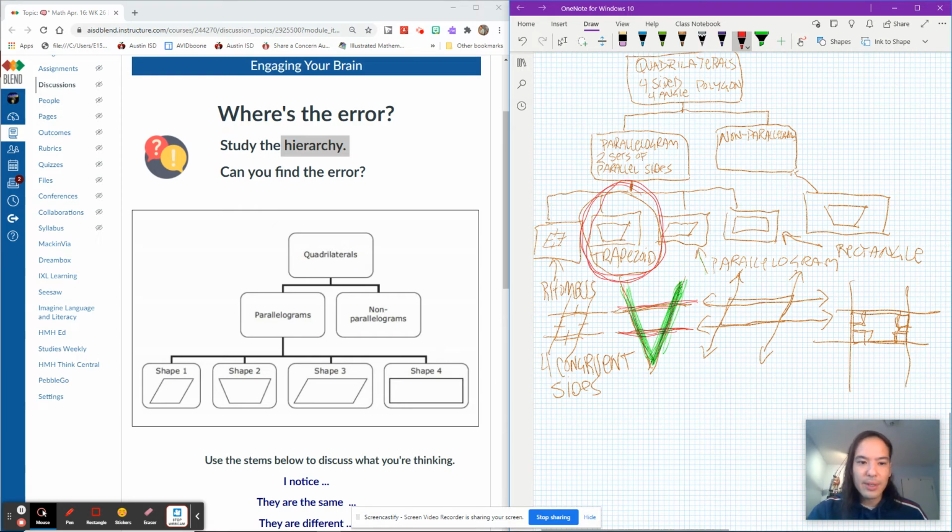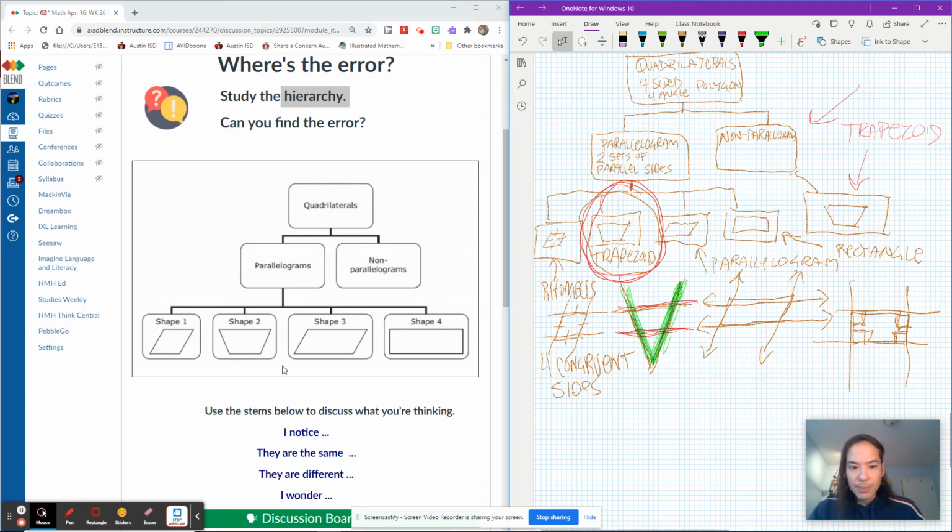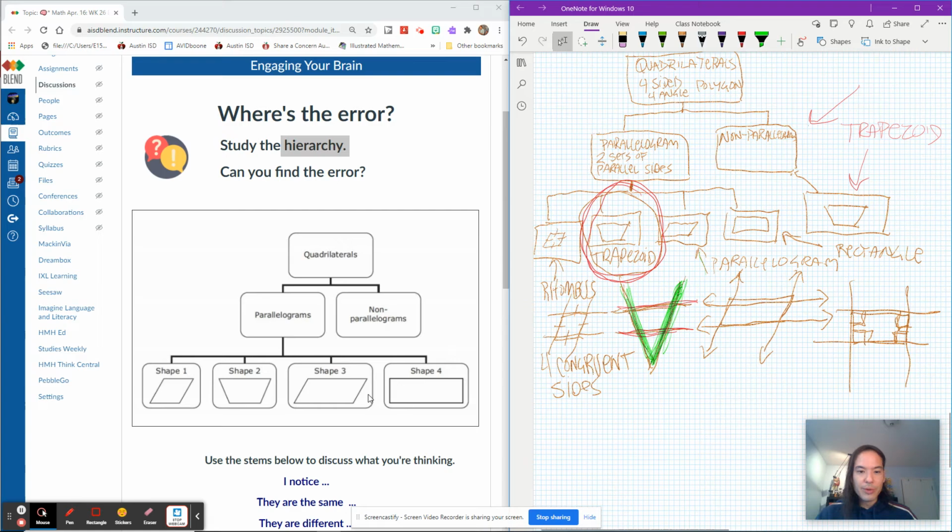The trapezoid, shape number 2, is a non-parallelogram. So they should have put the trapezoid under the non-parallelogram side. So shape 2 really belongs over here under non-parallelograms. So use the stems below to discuss what you're thinking.